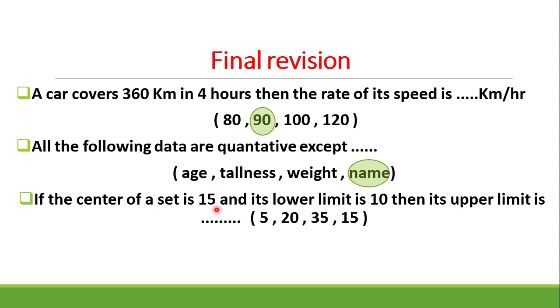If the center of a set is 15 and its lower limit is 10, then its upper limit is? The center means upper limit plus lower limit over 2. So just multiply 15 by 2, then subtract 10. 15 times 2 is 30, minus 10 is 20. So the set is from 10 to 20. The center of this set means 20 plus 10 over 2, 30 over 2 is 15.